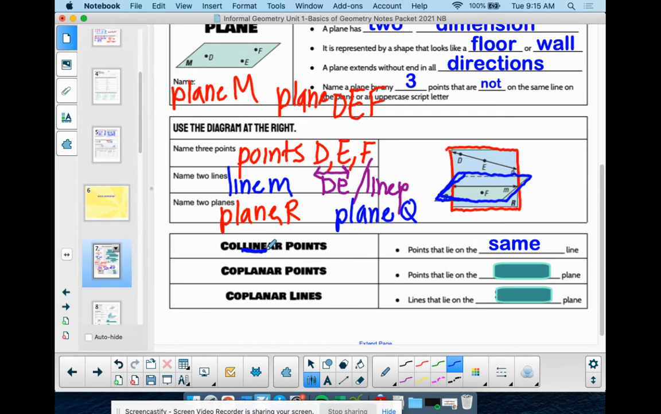Okay, what about coplanar points? Points that are on what plane? On the same, yeah. So collinear means the same line. Coplanar means the same plane. So coplanar lines would also be on the same plane. Those words don't go away. You'll know what they mean by Thursday. I think today I'll say it to you like 50 times by the end of the class period. So collinear, points on the same line. Coplanar, points on the same plane.